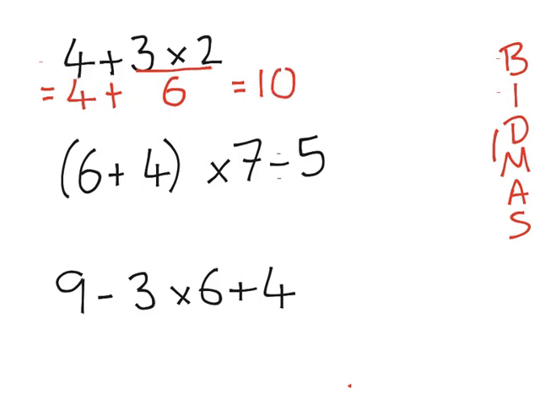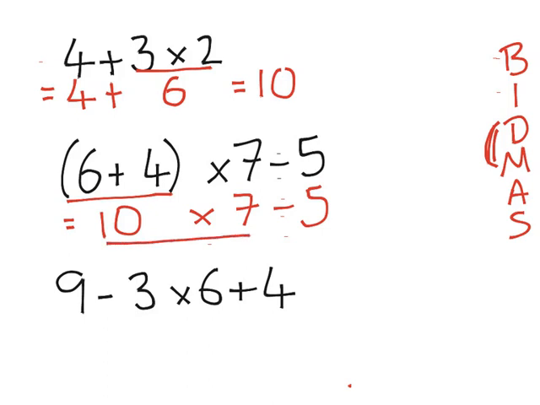For the second example, do we have brackets? Yes, we do. So let's do those first. 6 plus 4 is 10, and then I can copy down the rest of the sum. Now I look at division and multiplication. Do I have any of those? I've got both multiplication and division. So what I'm going to do is work from left to right, and I'm going to start with the multiplication. That would give me 70, and I'm going to divide that by 5. That will give me 14.